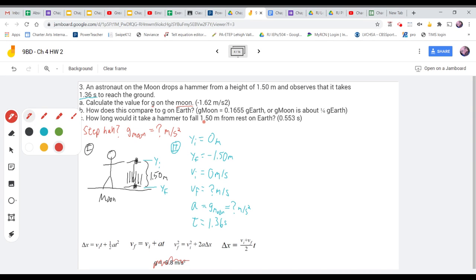So on to step 3, what are we looking for? We're looking for little g on the moon in meters per second squared. So actually, I'll do it over here this time to make a little more room. So this is what we're trying to solve for. On to step 4, pick an equation.